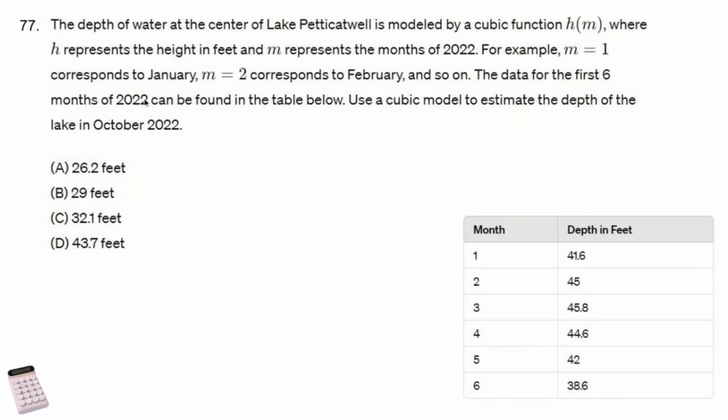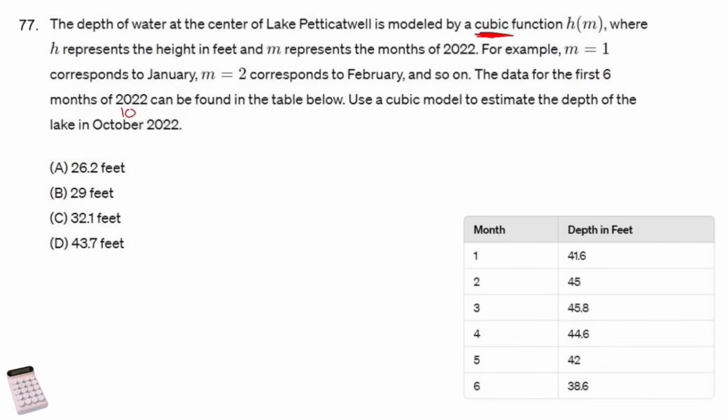So we care about October, which is 10. But what I need to do is, it tells us right off the bat, it's cubic. That's what I was looking for. So what we need to do is run to the calculator and type this stuff in. We need to use cubic regression and use that formula to find what happens when I plug in 10 for m or x or whatever variable you use.